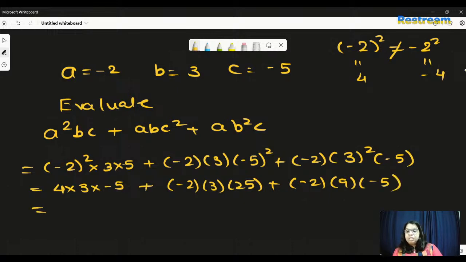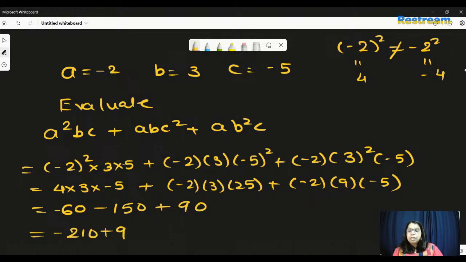So this is going to be -60 plus, 25 times -6 is -150, plus it is going, now this one is going to be plus because two negative numbers are getting multiplied with each other. So -2 times 9 is -18 times -5 is +90. So -210 plus 90 is equal to -120. This is how you evaluate the algebraic expressions.